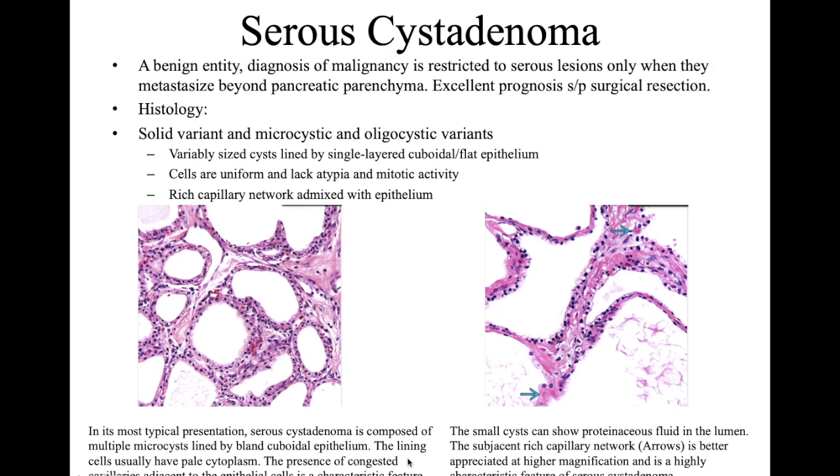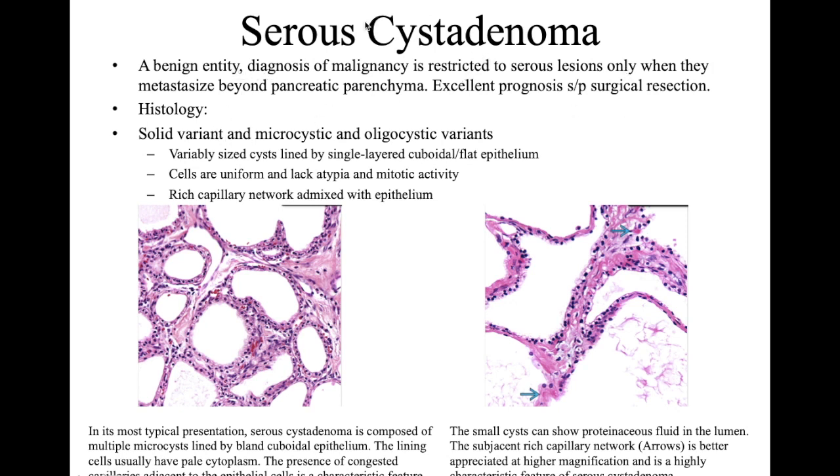So this is a serous cystadenoma, and as you saw as we were zooming around the slide, it's a benign entity. In a most typical presentation, it's composed of multiple microcysts lined by bland cuboidal-like epithelium. The lining cells usually have pale cytoplasm, which is exactly what we saw, and have congested capillaries adjacent to the papillary epithelium. Small inspissated secretions are found in the lumen, and at higher magnification, it's very characteristic: we're seeing some capillaries and very benign lining epithelium. So this is a serous cystadenoma.